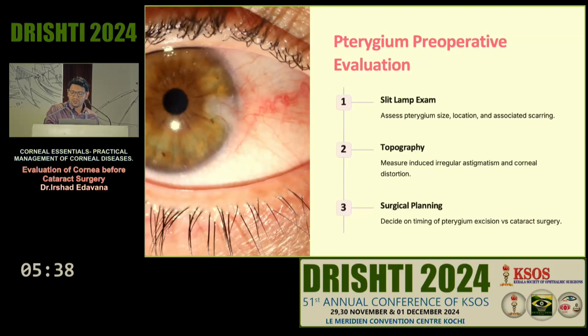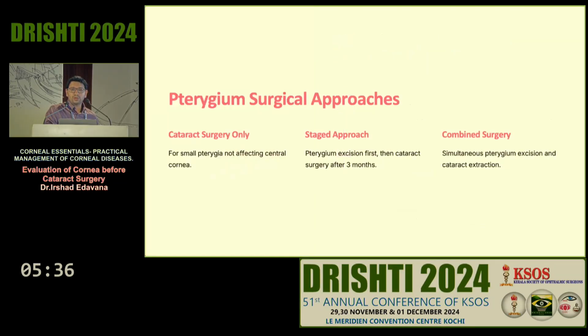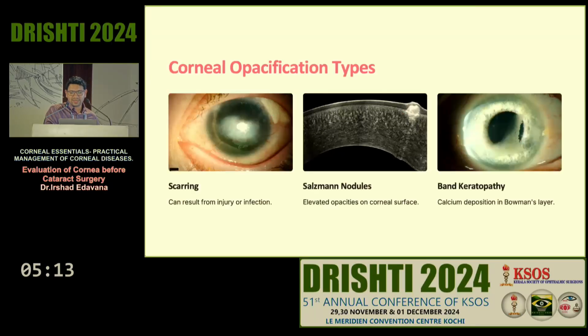And regarding the timing of the surgery, we have to decide whether to do pterygium surgery first or combine it with cataract surgery. That depends upon the preoperative keratometry value and astigmatism. For a small pterygium which is not causing much astigmatism, we can do combined surgery. Otherwise, first do the pterygium surgery, wait for 1 to 2 months, then reassess the topography and do the cataract surgery.